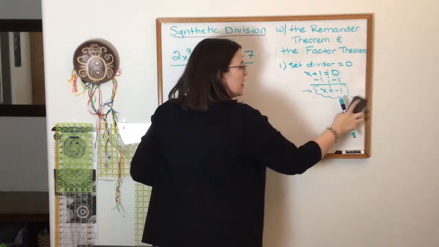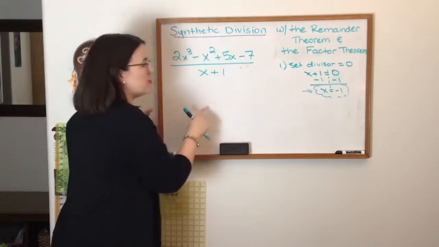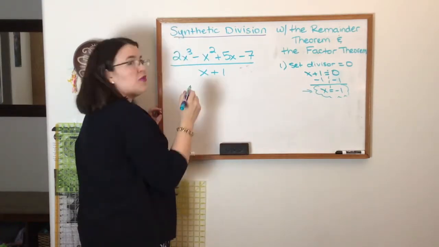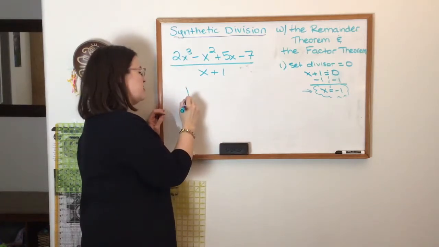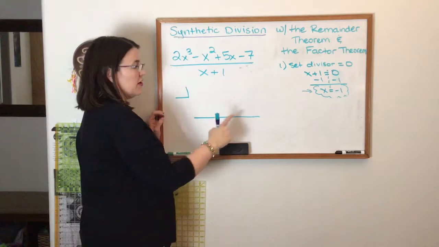All right, so my first step is to take this lovely x plus 1, that's my divisor, set it equal to 0, and get the x by itself. Now, I've seen actually a couple of different formats for this. The way I learned it and the way that I've always taught it is you use just a backwards kind of L-looking thing and then a line.